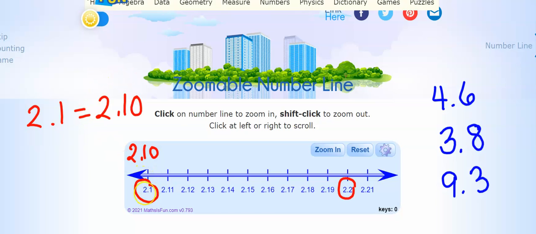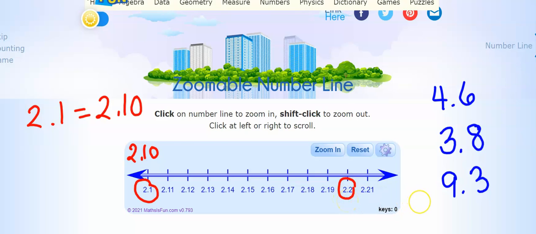So let's count the numbers between 2 and 1/10 and 2 and 2/10. 2 and 1/10, 2 and 11 hundredths, 2 and 12 hundredths, 2 and 13 hundredths, 2 and 14 hundredths, 2 and 15 hundredths, 2 and 16 hundredths, 2 and 17 hundredths, 2 and 18 hundredths, 2 and 19 hundredths, 2 and 20 hundredths.